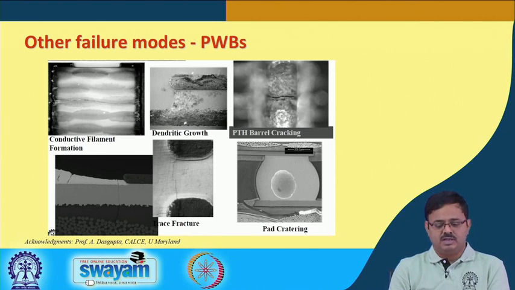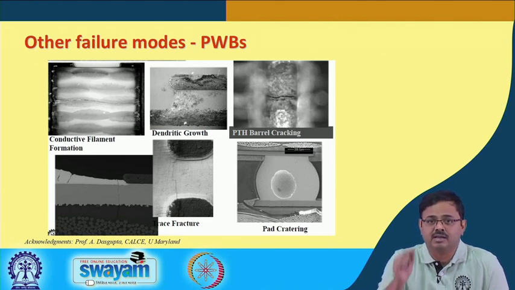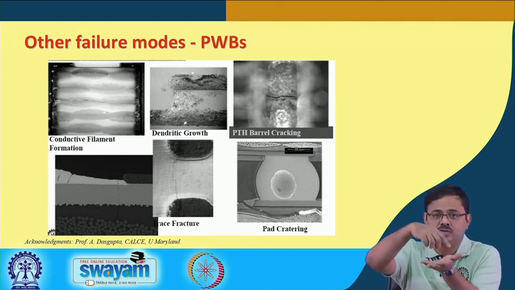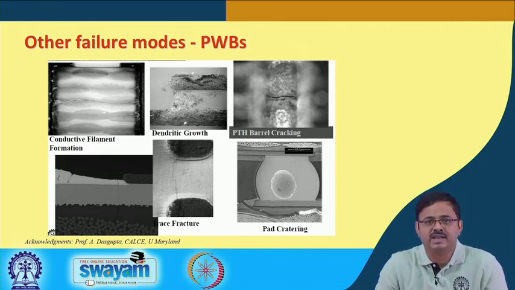In PWBs, printed wiring boards, dendritic growth we talked about, and plated through hole barrel cracking. That barrel may have a crack. Remember that in the through hole, we did an inside plating, either electrolytic plating or electroless plating. That can crack, the plated through hole barrel can crack.